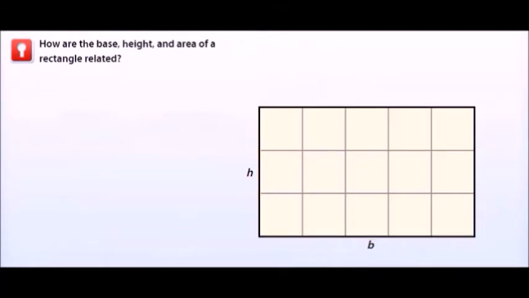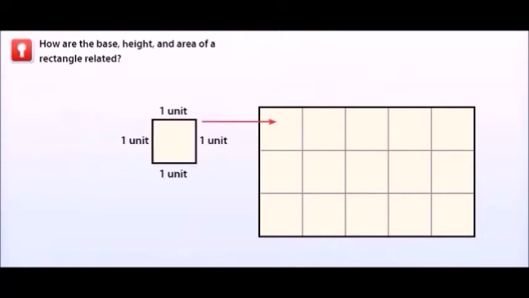So now you know what the base and height of a rectangle are. What do they have to do with the area? Area is the number of square units needed to cover a flat surface without gaps or overlaps. A square unit is a square that is 1 unit long and 1 unit wide.